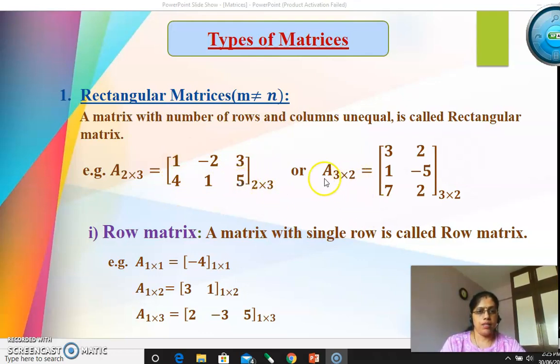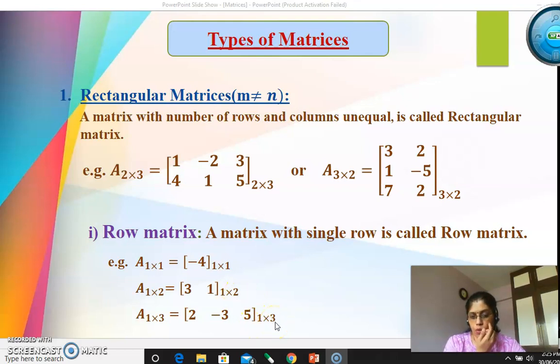One more example we can consider, a matrix of order 3 by 2. 3 rows, 2 columns, again the rows and columns are unequal. See, these are the 3 rows and 2 columns. Fine, so it's a rectangular matrix once again. Now in rectangular matrices, there are again subparts. The first is the row matrix. Very simple. A matrix with a single row is called a row matrix. A matrix having a single row means a matrix of order 1 by 1, or of order 1 by 2 or 1 by 3.